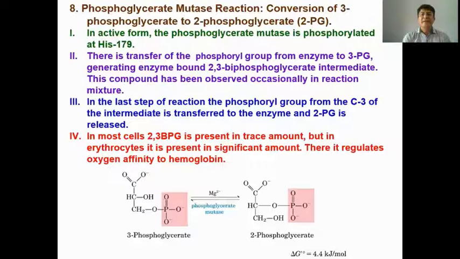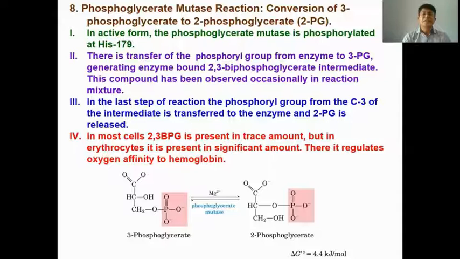Phosphoglycerate mutase reaction is the next step, which converts the 3-phosphoglycerate to 2-phosphoglycerate. In active form, the phosphoglycerate mutase is phosphorylated at histidine 179 residue. There is transfer of the phosphoryl group from enzyme to 3-phosphoglycerate, generating enzyme-bound 2,3-bisphosphoglycerate intermediate. This compound has been observed occasionally in reaction mixture.